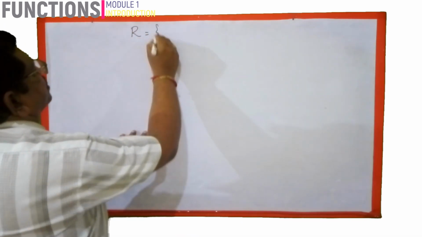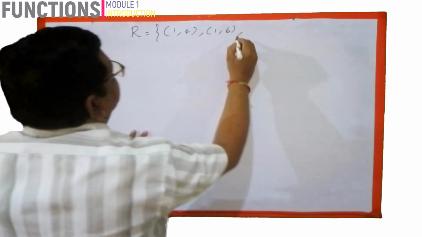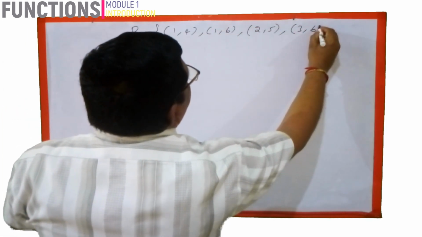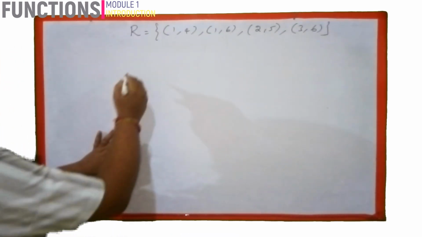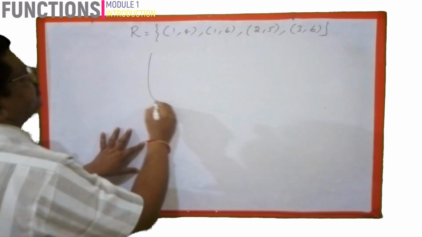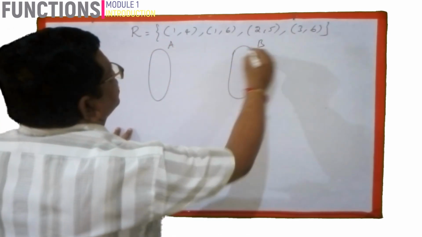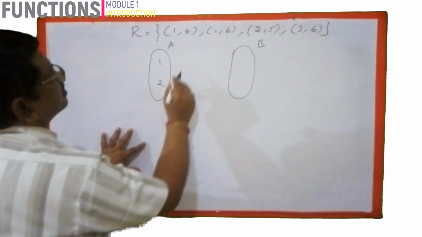R is equal to the set {(1,4), (1,6), (2,5), (3,6)}. Now let us write it in the tree diagram form. Say this is set A. Here we have set B. Let me write all the first elements here. 1 and 2 are the first elements.